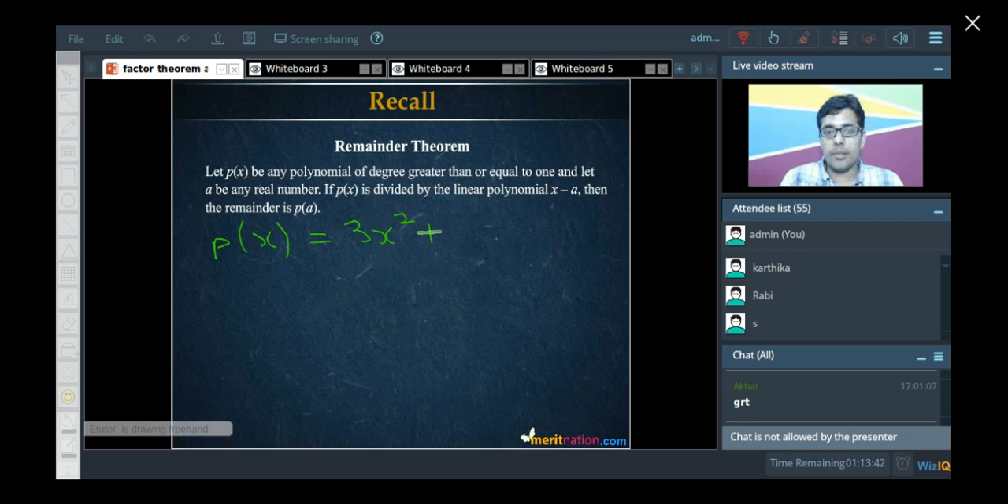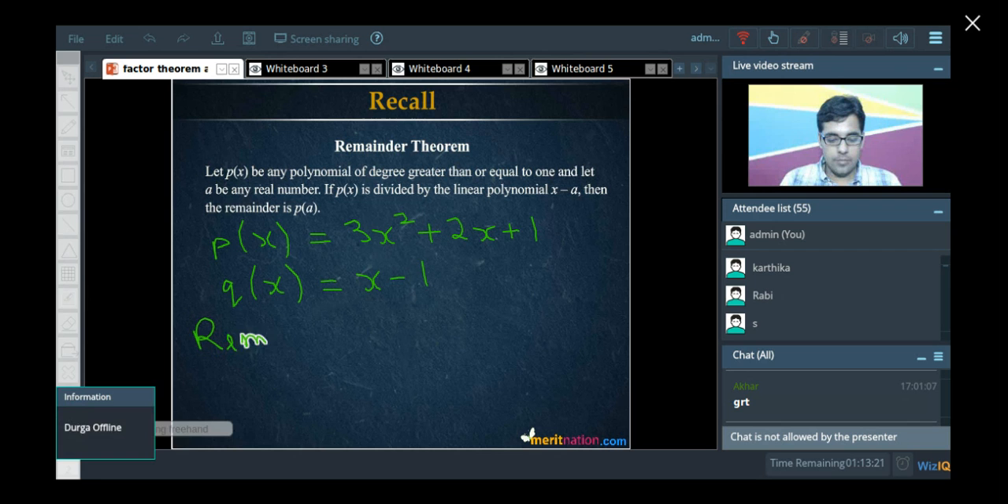Very simple. Let P(x) be any polynomial, for example P(x) equals 3x square plus 2x plus 1, and let's say it is divided by a linear polynomial. Linear means x to the power 1. It is divided by q(x), given as x minus 1. Then the remainder becomes P of 1, that is P of a.